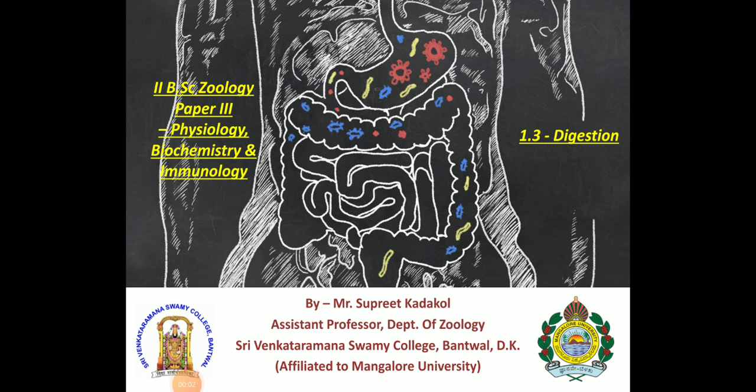Hello everyone. In this session we are going to discuss chapter 1.3, that is digestion, of the paper Physiology, Biochemistry and Immunology. In the previous classes we have already discussed the gross anatomy of the human digestive system. So now mainly we'll discuss the digestive glands. We have already completed the organs, so now we will concentrate on digestive glands.